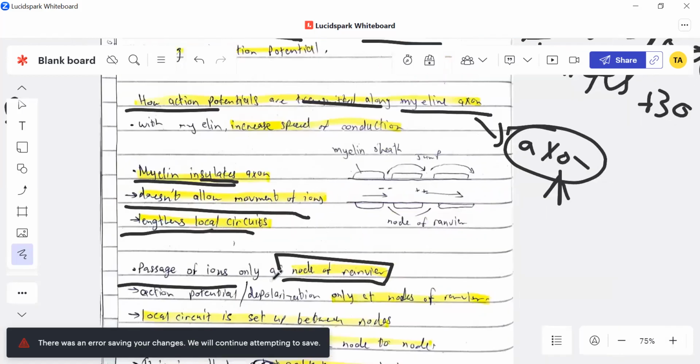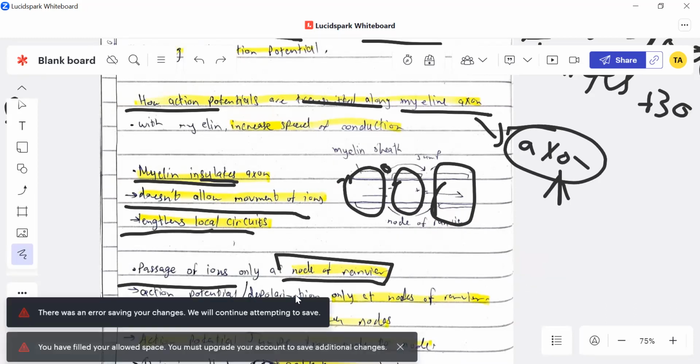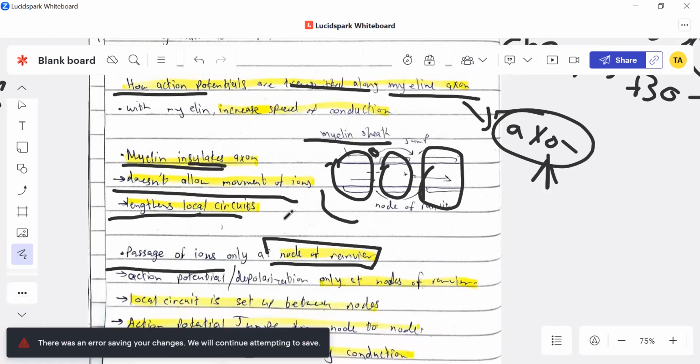So remember that this is the axon, right? And so the myelin sheath would be like this. There would be small gaps between the myelin sheath, and these gaps are called the nodes of Ranvier. I don't know how to pronounce this. But remember, the ions are not able to pass the myelin sheath. And because of this, the ions jump from the empty spaces.